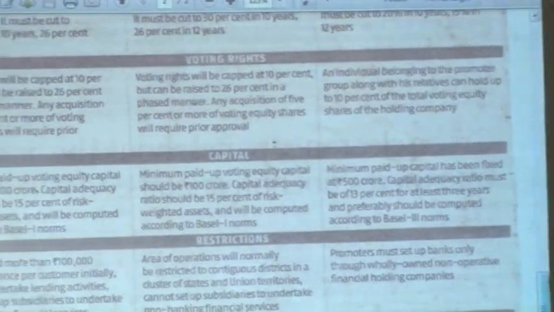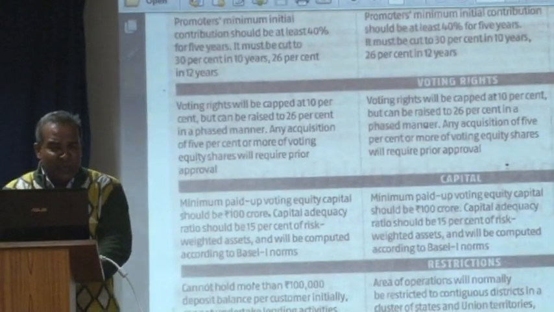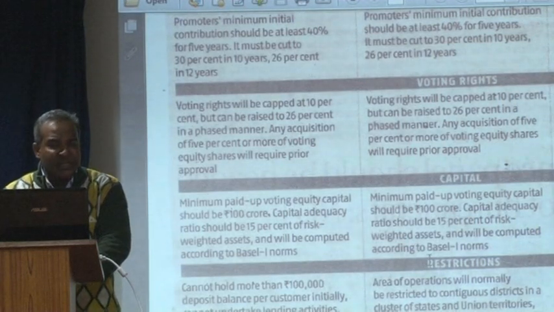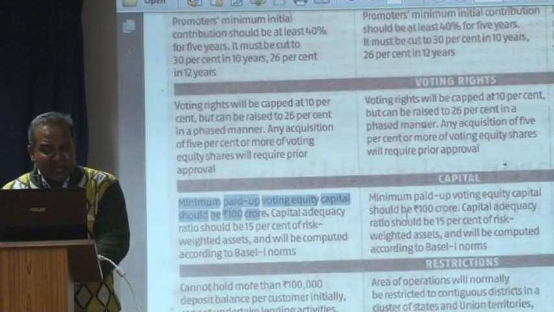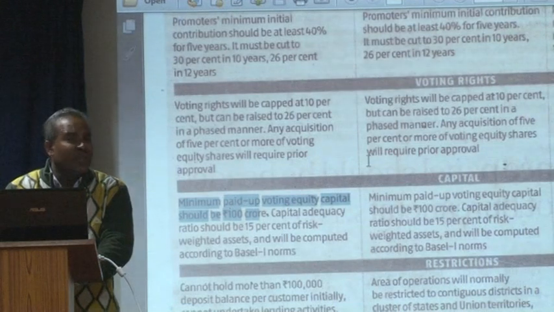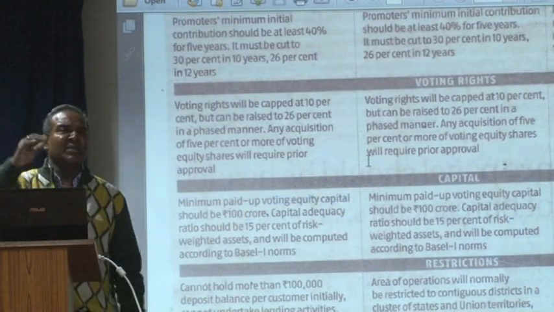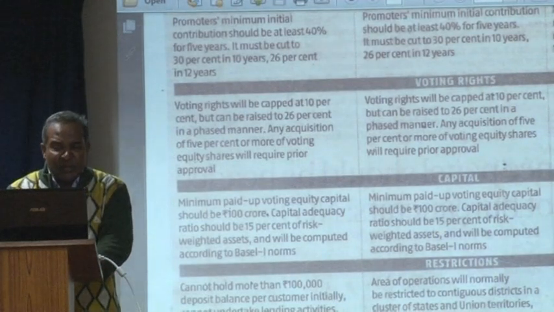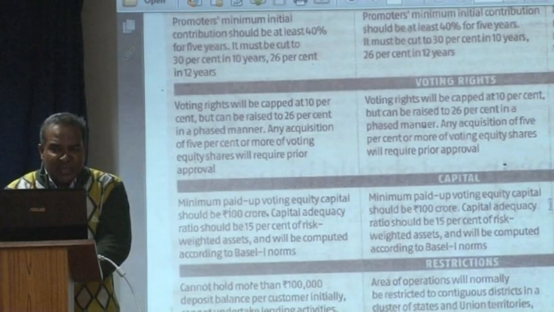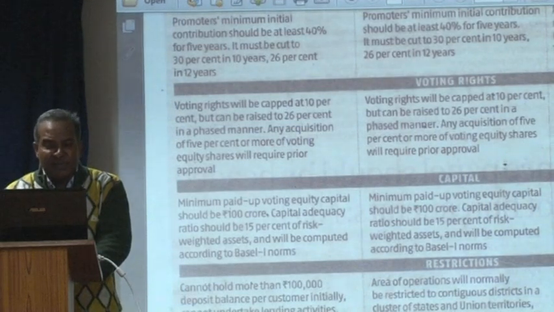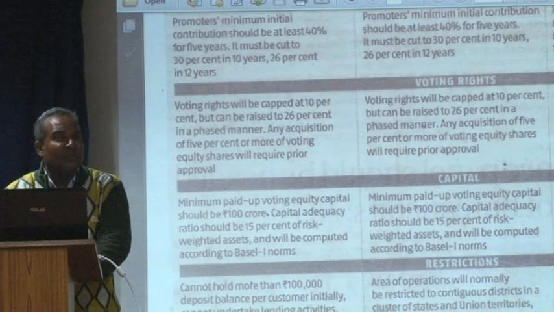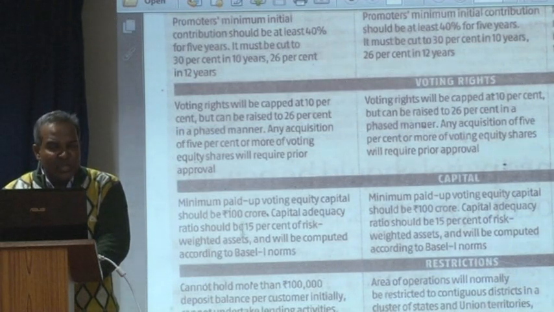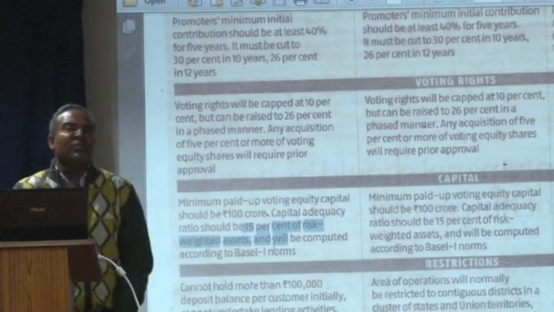See, even the capital requirement. This was about restriction. Now come to capital. Whereas in payment bank and small bank, the minimum capital will be 100 crores. So a person who is setting up this will be investing 100 crores. Whereas for your universal bank, they have put it at 500 crores. In case of universal bank, you have to achieve a capital adequacy ratio of 13%. There are certain norms. Whereas in case of these two, it will be 15% as per Basel I norm.